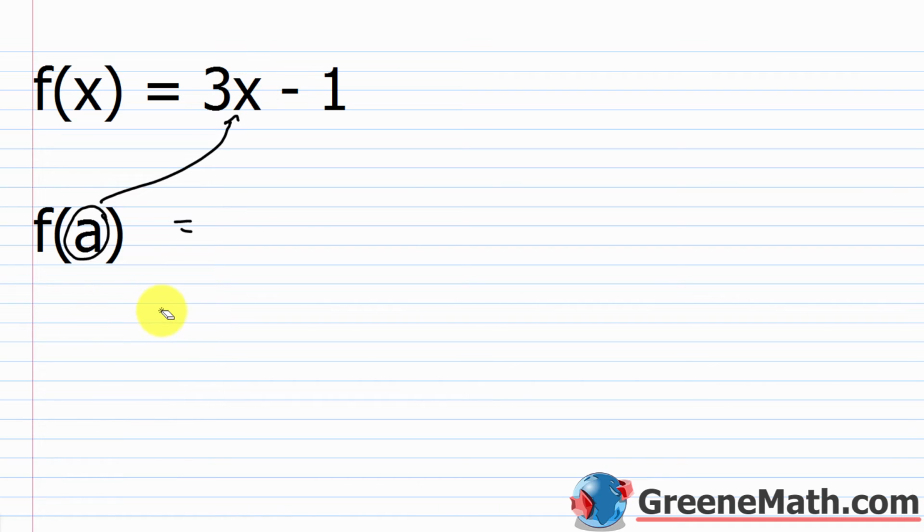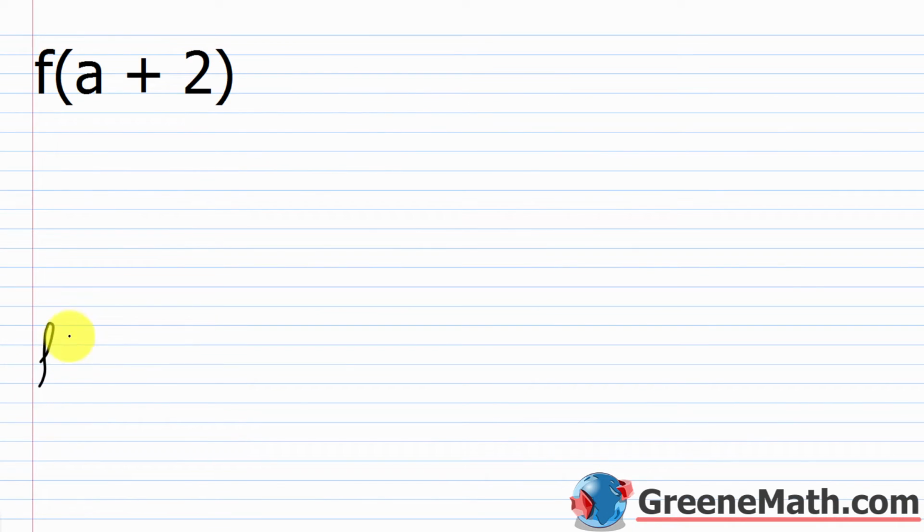Well, if I have f of a, plug an a in for x, I'd have 3 times a minus 1, which is just 3a minus 1. All we're saying is that the function's value, if x was equal to a, would be 3a minus 1. And that's easy to see. You have one x there, just replace it with an a instead of 3x minus 1. You've got 3a minus 1. Okay, so it's very, very easy to do that.